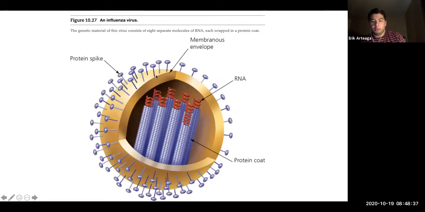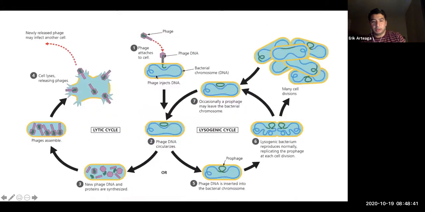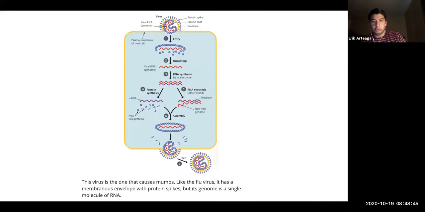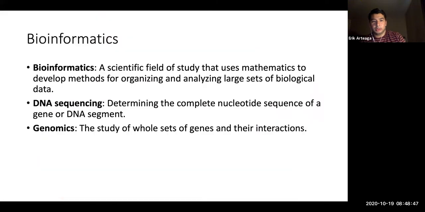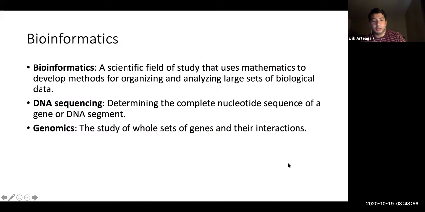Here we have that envelope. Should I talk about this? No, don't worry about this. I'm not going to. Yeah, don't worry about it. I'll talk about that later. Okay, bioinformatics. So study. Don't worry about this either. Just know the definitions of this.